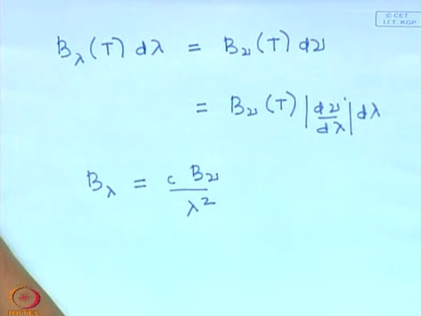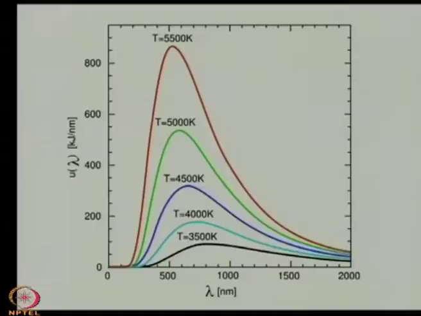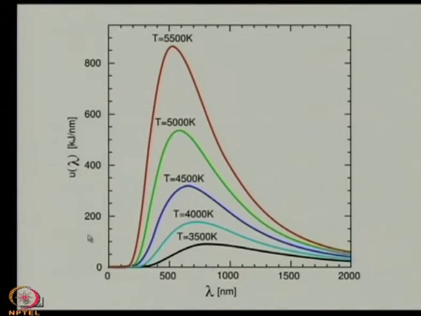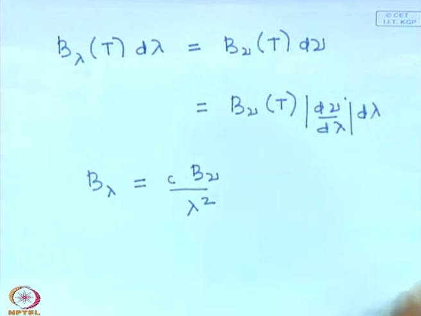Now, these curves, let me just show you a picture of these curves. These curves obviously look different. So, this picture shows you B lambda. Forget about the scale over here, this shows you the behavior of B lambda. Here again you have a maxima, and as you increase the temperature, the maxima shifts to a smaller wavelength.